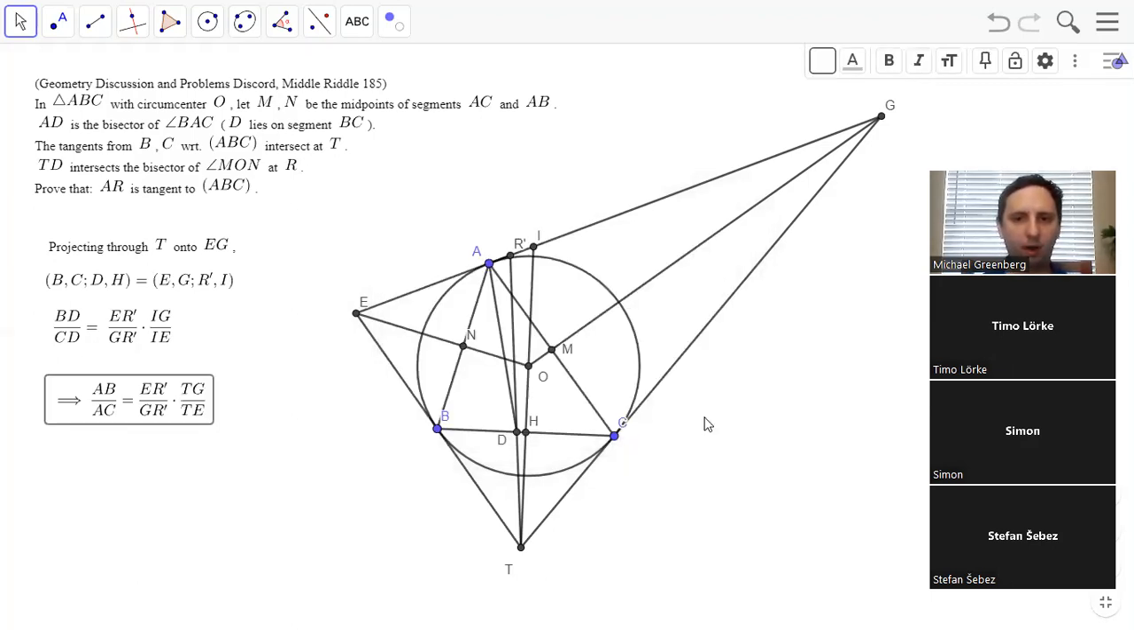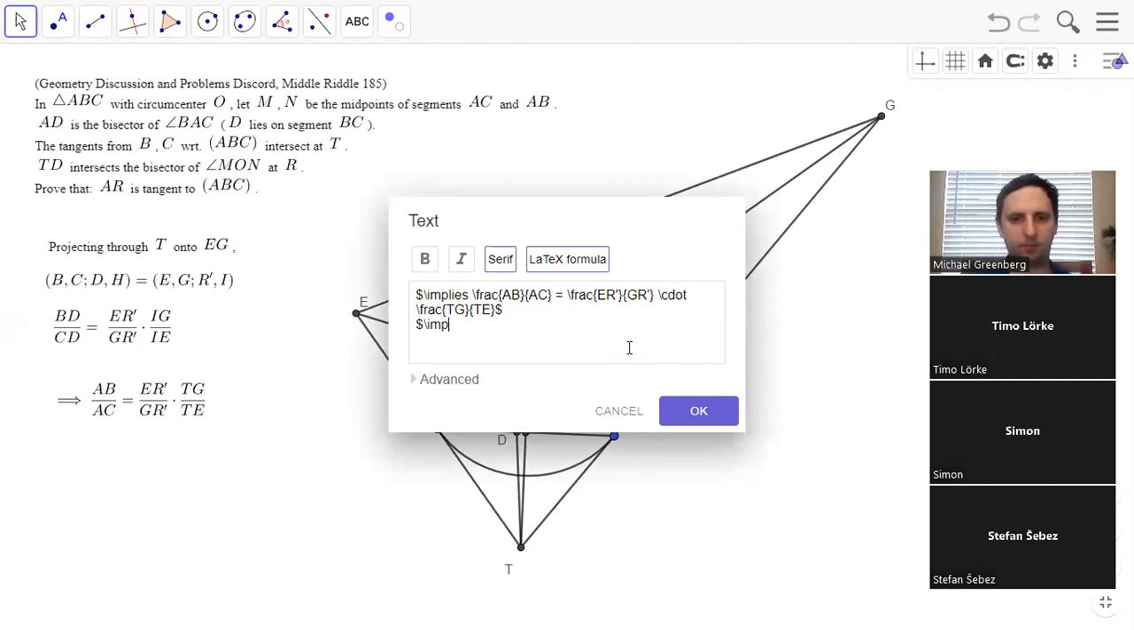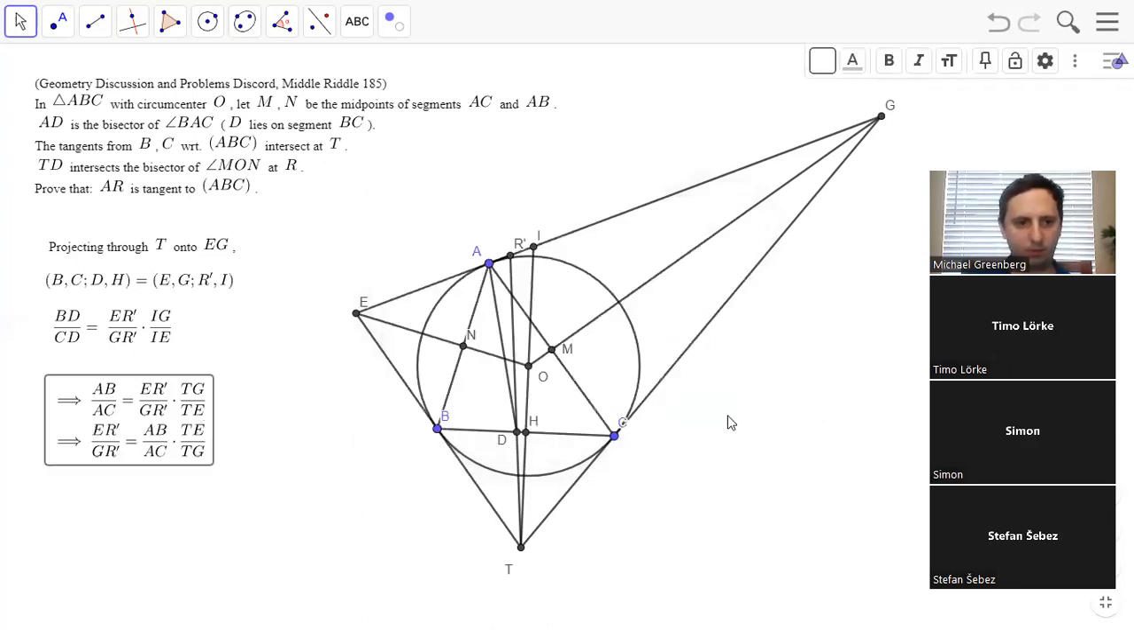So we can substitute in ER prime over R prime G, OE over OG, and that is what we need to prove. So we need to show that this is OE over OG. We want to prove that AB over AC times TE over TG is OE over OG. I'll rewrite this a little bit like this. This is TE over TG. Okay, so can we show this is OE over OG?